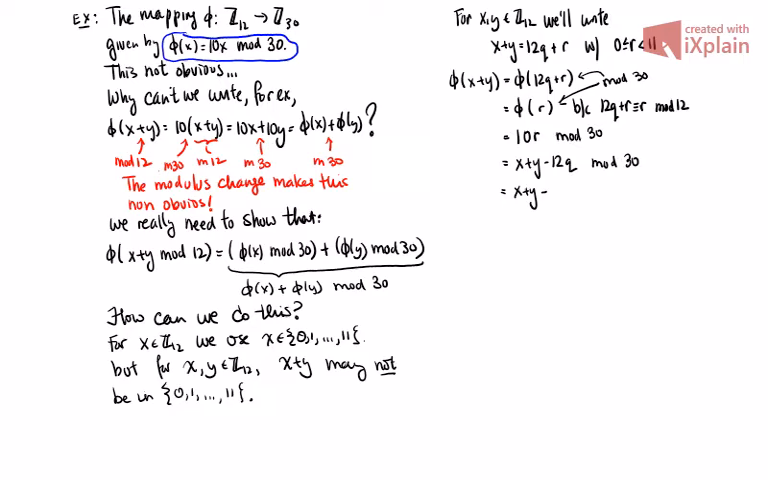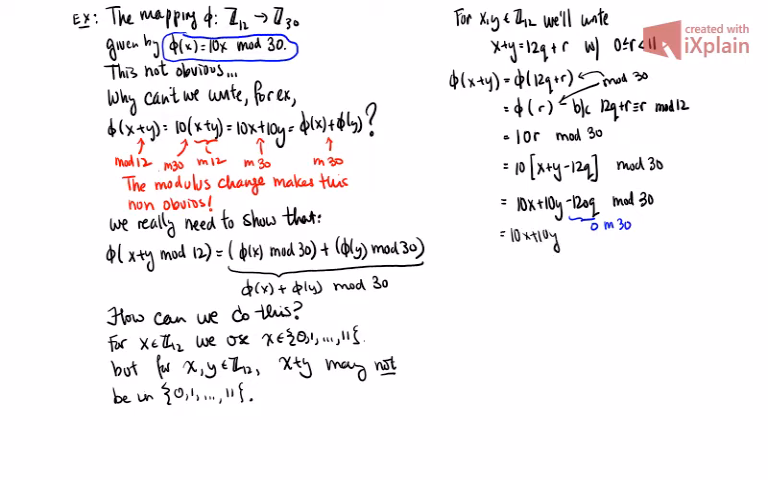Sorry, I made a little mistake here. Let me back that up. I filled in the r, but I didn't multiply by the 10. So this is 10. Then I put the r in. This is x plus y minus 12q. This is mod 30. This is 10x plus 10y minus 120q mod 30. Because this is mod 30, the 120q is 0. Right, the second part, or the third part really, here, this is 0 mod 30. So this simply becomes 10x plus 10y mod 30.